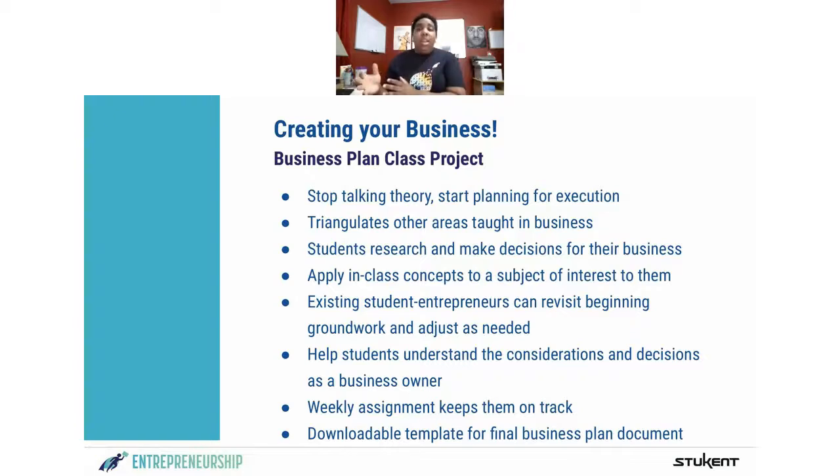They just need to put it in the template that is also within the courseware as a resource for your actual business plan. And then they're just dropping things in from that ongoing assignment to help keep them on track throughout the semester so they don't wait till the last minute.